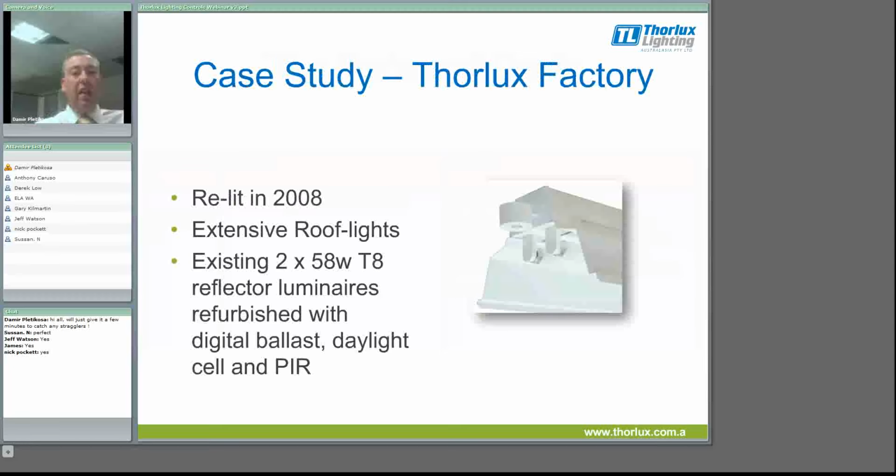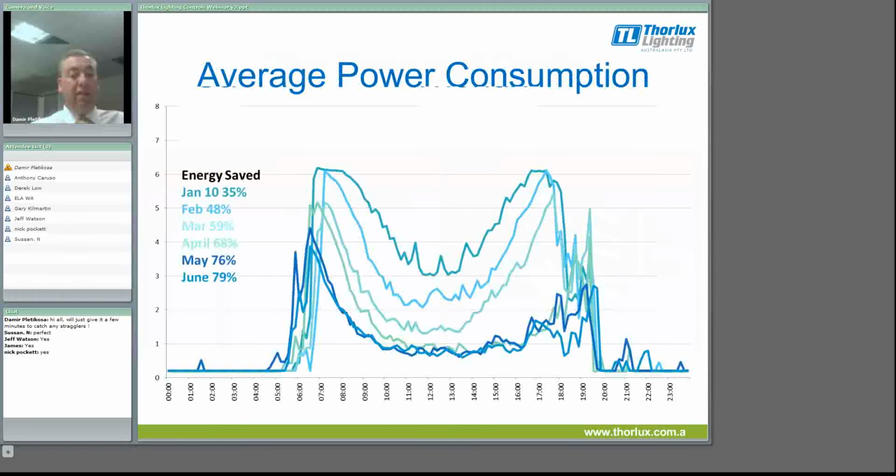Looking at a quick case study, we can do lots of payback calculations, but I don't think anything can beat actually looking at a case study. It just so happens that a few years ago we renovated our Thorlux factory back in the UK. It's got extensive roof lights, and basically all we did is we kept the same luminaires that were there before, 2 by 58 watt T8 reflector fittings, and simply refurbished them with digital ballasts, daylight linking cell and PIRs.